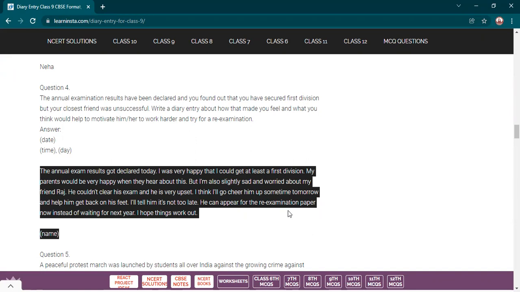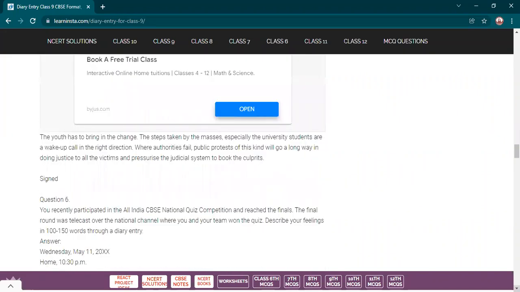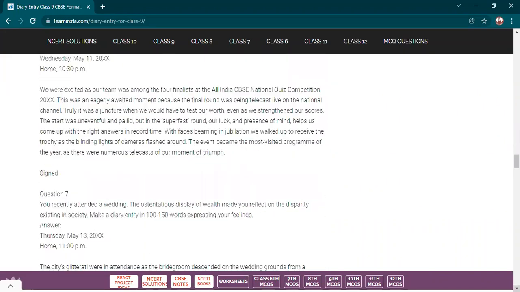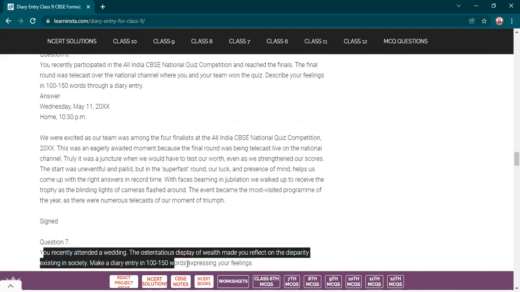Very simple diary entry it is. Your friend could not clear that exam. And rather than pondering over that, you need to give positivity to your friend. Okay, so anything can be in a diary entry. Okay, now let me give the statement to you all, on which you will write on your own. This one. I'm showing only the question to you, not the answer.